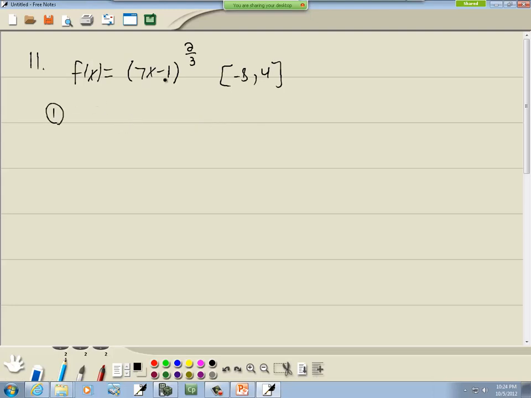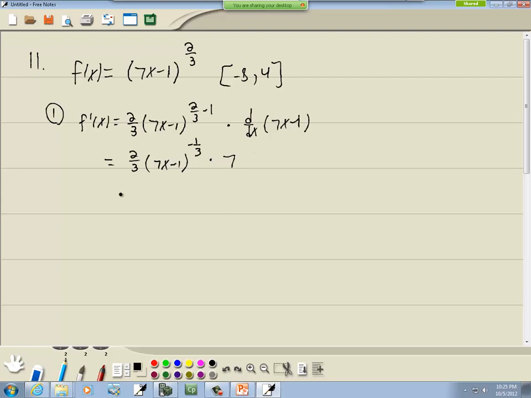This is the chain rule. We've got parentheses to a power. So our first derivative, take a power, put it out in front. What's inside the parentheses remains as is. Lower your power by 1. And then you multiply it times the derivative of what's inside the parentheses, which is 7x minus 1. So that gives us 2/3, 7x minus 1, 2/3 minus 1 gives us -1/3. And derivative of 7x minus 1 is 7.